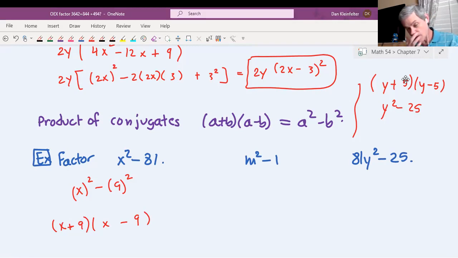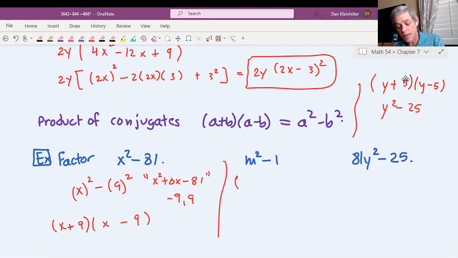Notice once again that you could have done this a couple of sections ago if you look at this as x squared plus 0x minus 81. If I asked you what are two numbers that multiply to negative 81 and add up to 0, you might have said negative 9 and 9. Okay, and sure enough, that would do it. Okay, m squared minus 1, that's going to again be a pair of conjugate binomials, m plus 1, m minus 1.